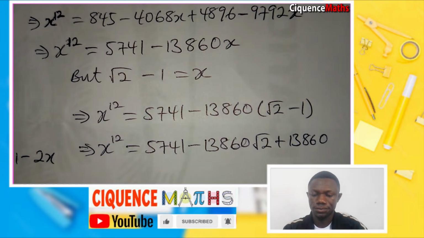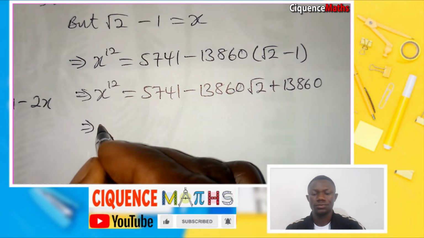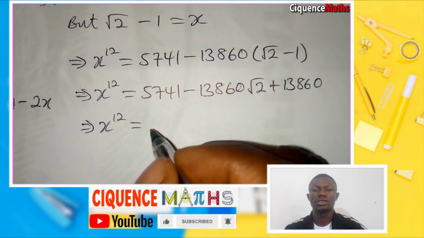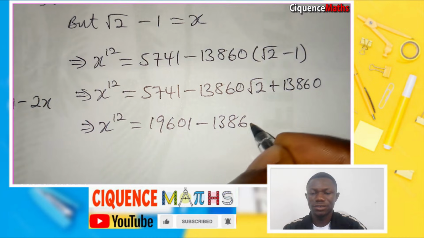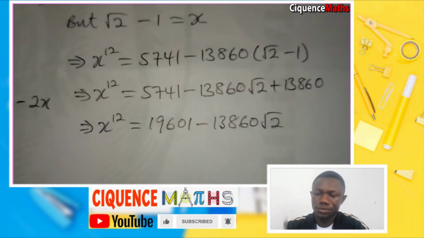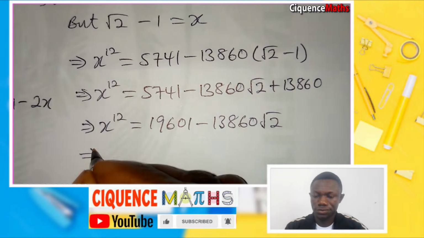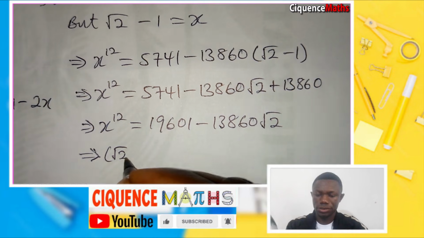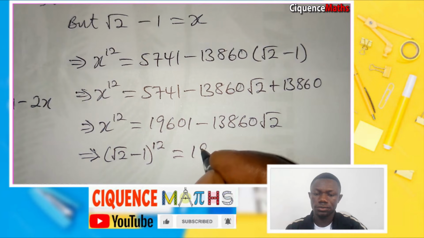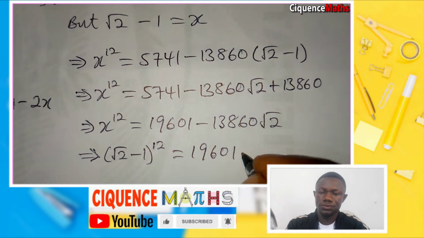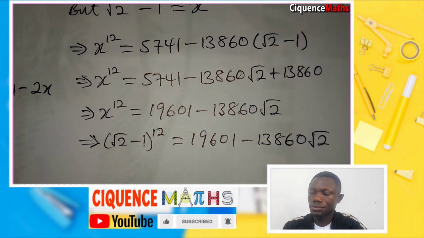So x exponent 12 is equal to 5741 plus 13,860, which will be 19,601, minus 13,860 root 2. Therefore, we have the value for x exponent 12, which is root 2 minus 1 exponent 12, equal to 19,601 minus 13,860 root 2 as our final answer.